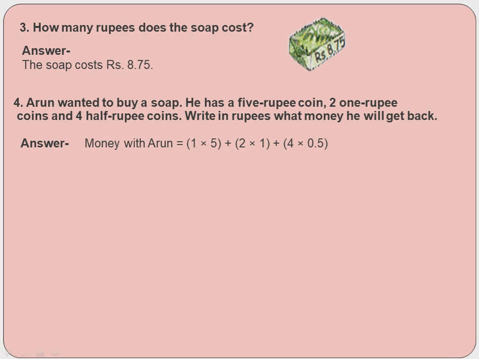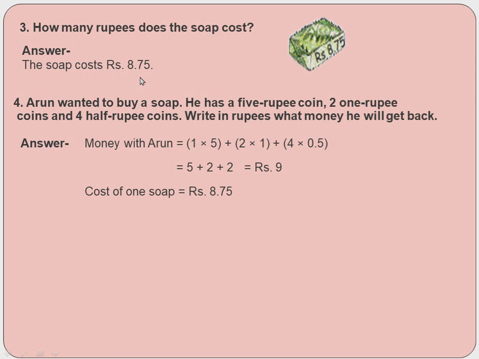Now first, what is the money he has with him? A 5 rupee coin, 1 is there. So 1 into 5. Next, 2 1 rupee coins. How many 1 rupee coins are there? 2. 2 into 1. And 4 half rupee coins, that is 4 into 0.5. Half means 50 paisa, and 50 paisa we write as 0.5. So that is 5 plus 2 plus 4 into 0.5. 4 50 paisa coins will be how much, tell me? 2 50 paisa coins will make 1 rupee. So 4 50 paisa coins will make 2 rupees, that is 5 plus 2 plus 2, that is 9 rupees.